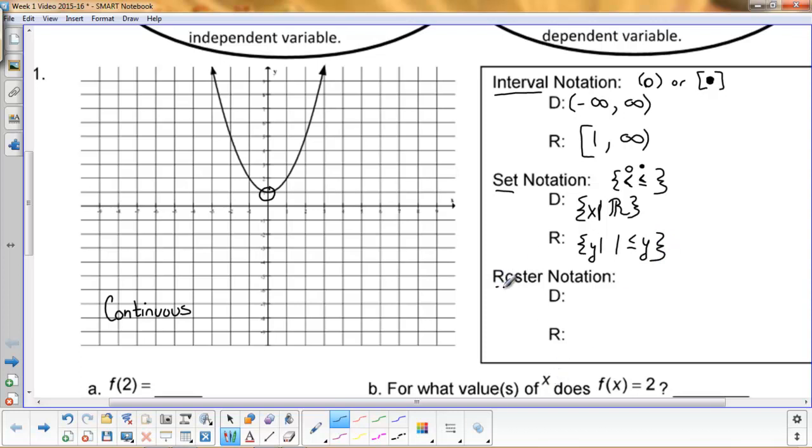Roster notation is written just like set notation, with one very important difference. Roster notation is only used for discrete relations or discrete functions.